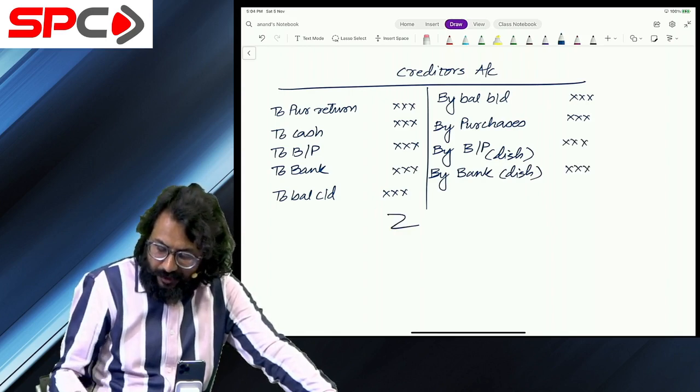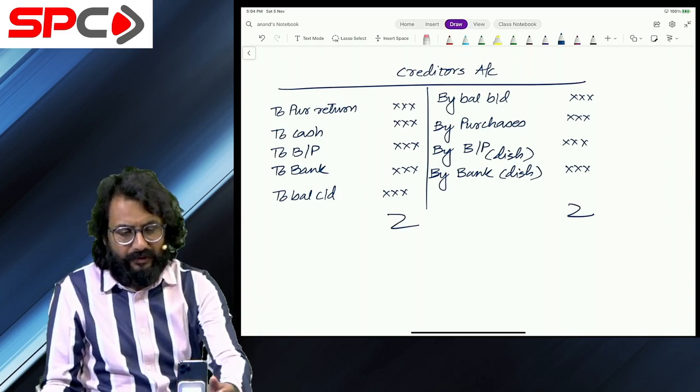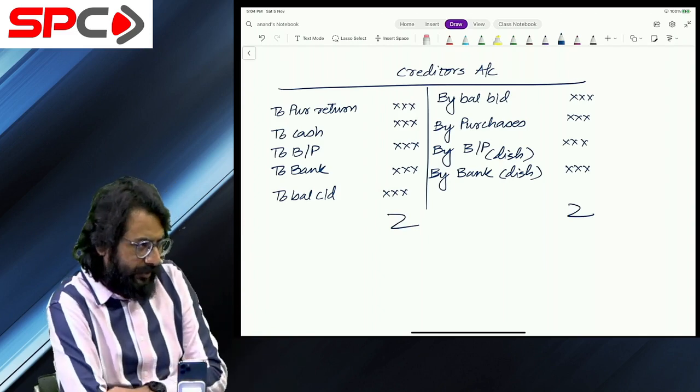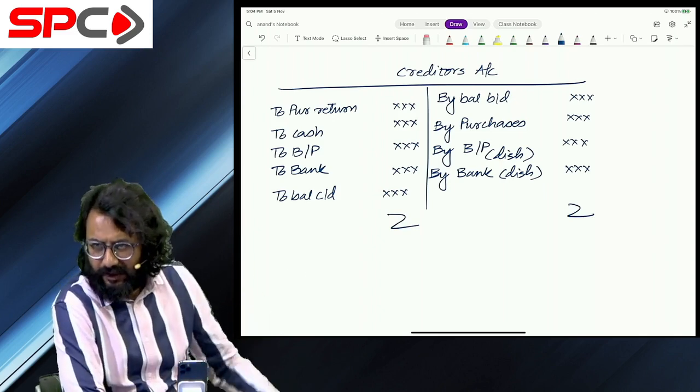So with this, lovely people, can I not say my creditor's account is tallied? So what is the opening balance to the creditors? Credit balance. Opening balance, credit side. Closing balance, debit side. Purchases, credit side. Purchase return, debit side.